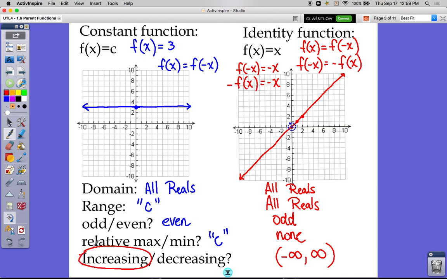So the red graph is increasing. For the blue graph, we didn't mention that. We mentioned it but didn't write it. It's neither. All right.